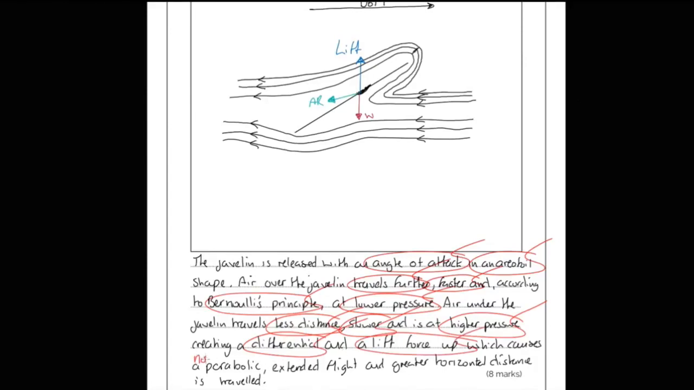James, this should say non-parabolic extended flight and greater horizontal distances travelled. So look, I'm not saying every one of those circles is going to get me 1 mark, but I'm only looking for 8, and I've made a mad amount of detail in just 2 sentences. That's how biomechanics can serve us well.